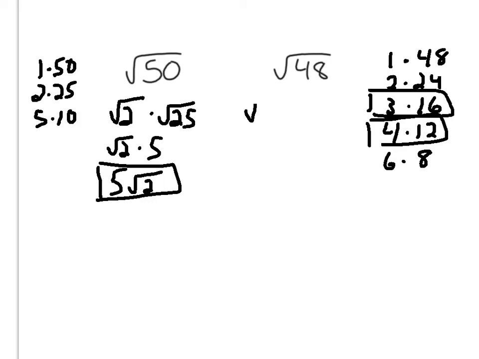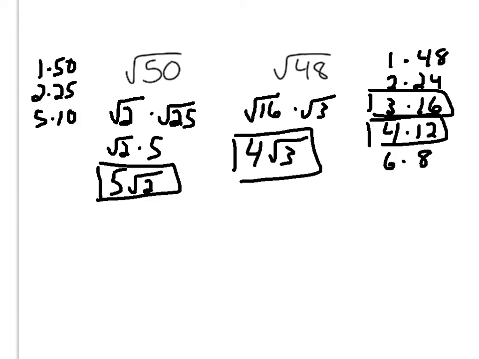So the square root of 48 is the same as the square root of 16 times the square root of 3. Well, the square root of 16 is 4. The square root of 3 doesn't have any perfect square factors, so we're just going to leave it and say it's 4 times the square root of 3. And now our radical is simplified because there's no perfect square factors of 3.